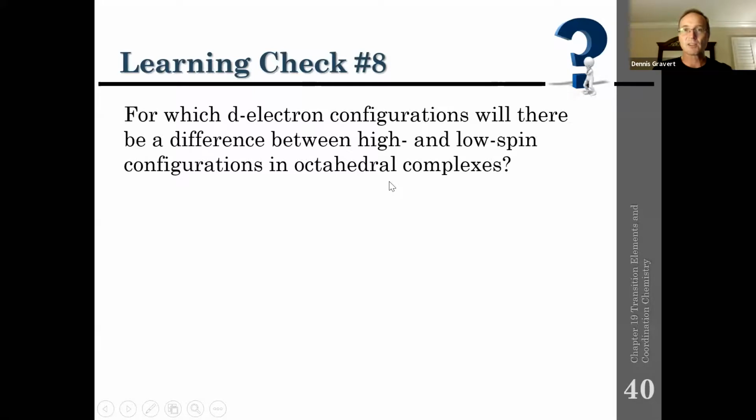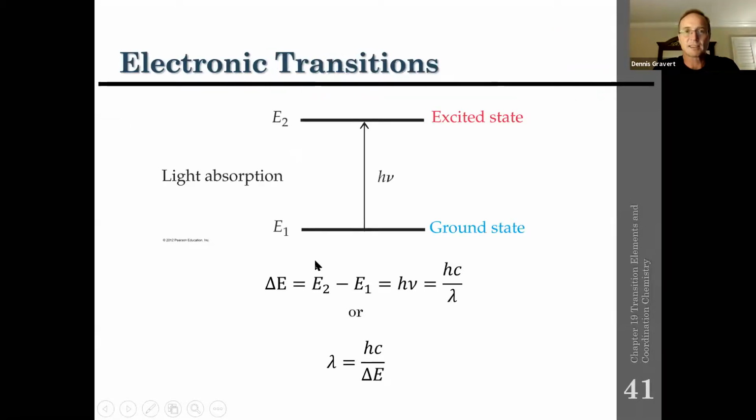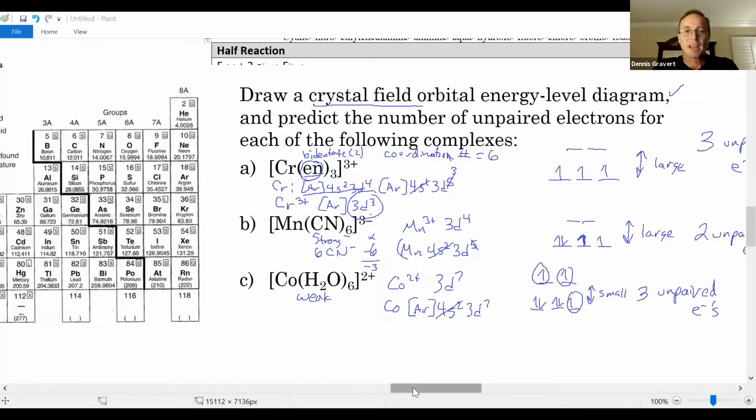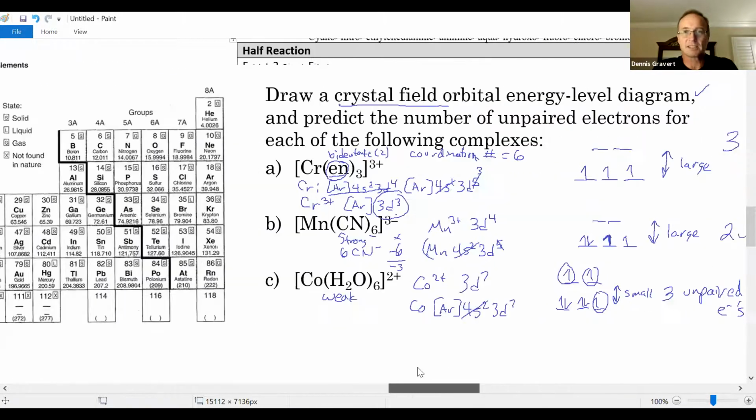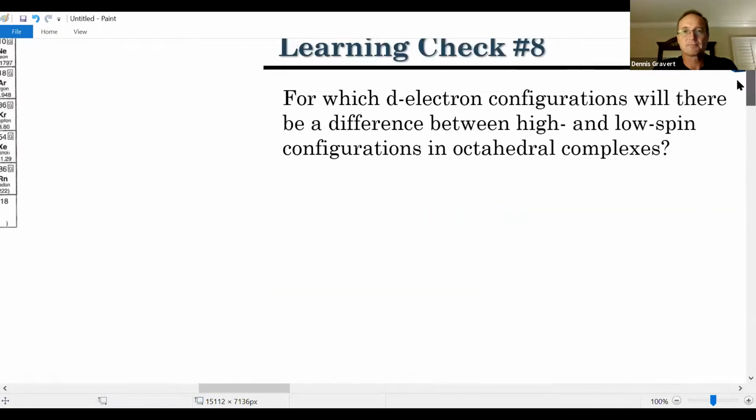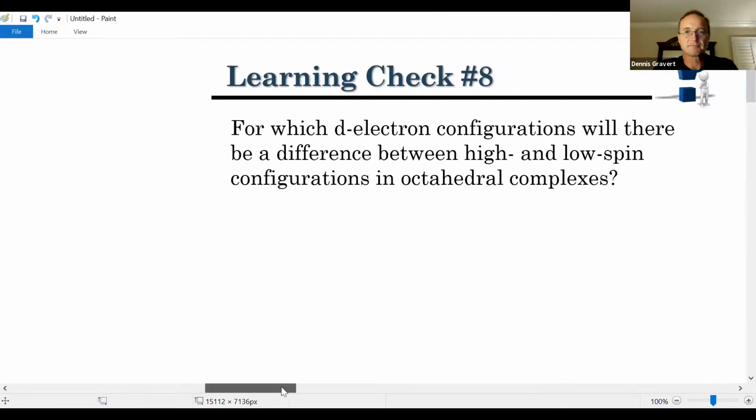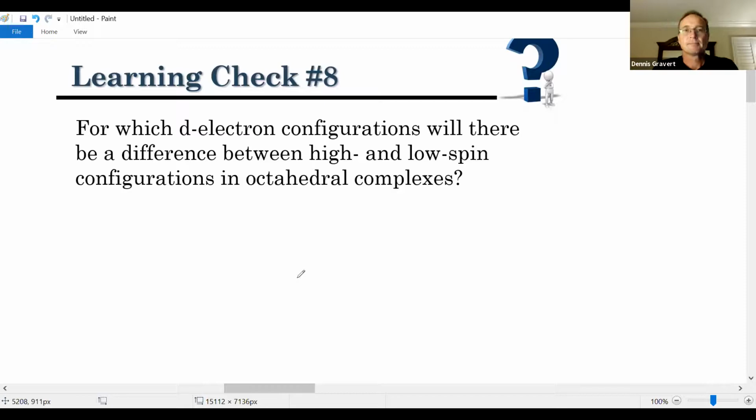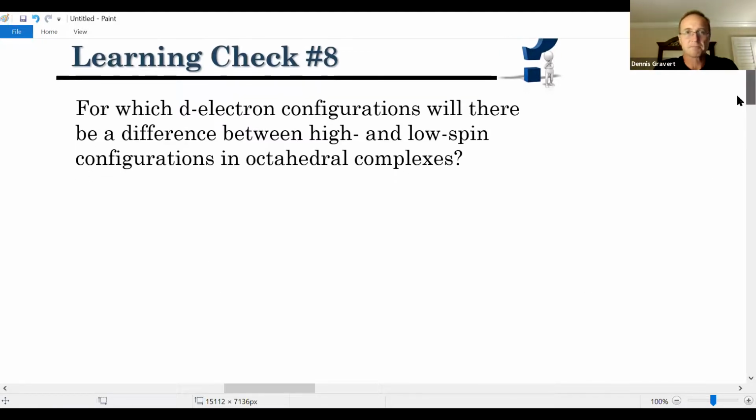Okay, for which electron configurations will there be a difference between high and low spin configurations in octahedral complexes? Well, a loaded question. We're going to do it now. I'm not going to ask you that question on the exam, but it is one we should just work out to figure out what they are talking about. Oh, high and low spin configurations. There are all these terms. So let's break down the terms one more time.